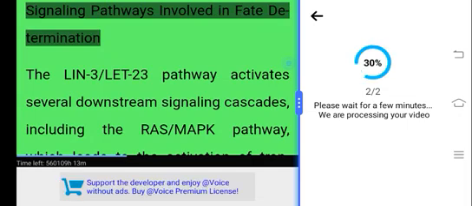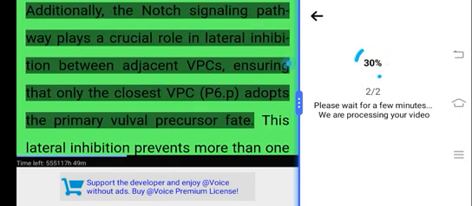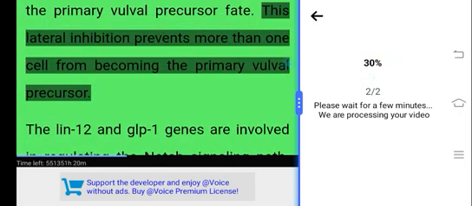Signaling pathways involved in fate determination. The LIN-3, LET-23 pathway activates several downstream signaling cascades, including the RAS-MAPK pathway, which leads to the activation of transcription factors that specify the vulval fate of the VPCs. Additionally, the Notch signaling pathway plays a crucial role in lateral inhibition between adjacent VPCs, ensuring that only the closest VPC, P6.p, adopts the primary vulval precursor fate. This lateral inhibition prevents more than one cell from becoming the primary vulval precursor.